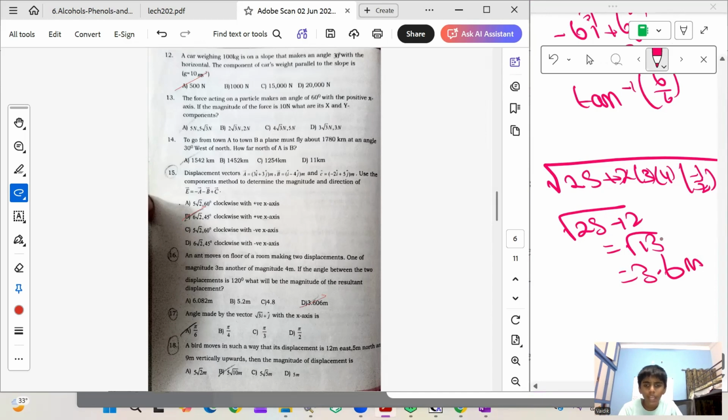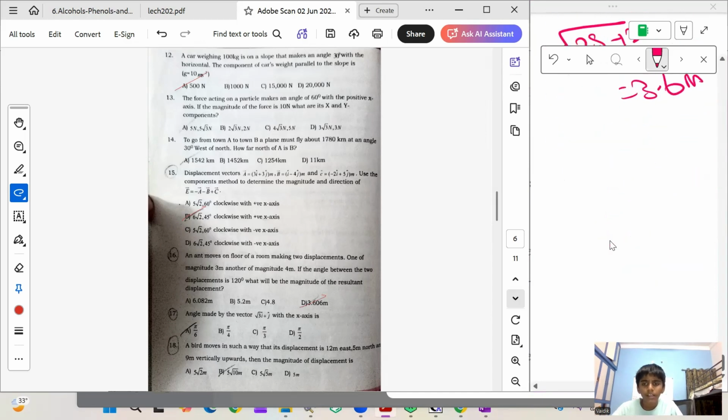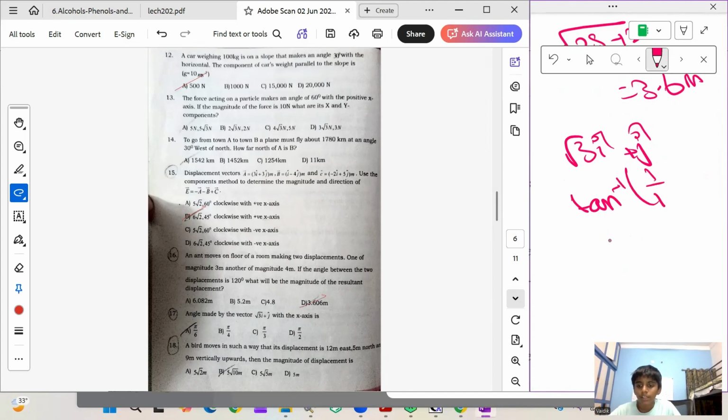Option D. Angle made by the vector root 3 i cap plus j cap with the x-axis. Tan inverse of y by x, 1 by root 3. So it would be 30 degrees, which can be represented as pi by 6.